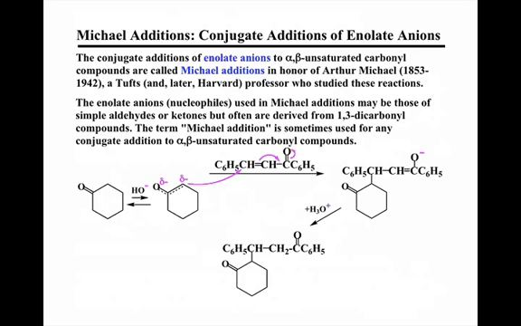Enolates also react in a Michael fashion. So if I have an enolate and I have an alpha beta unsaturated aldehyde, it will form a carbon-carbon bond at the beta carbon.